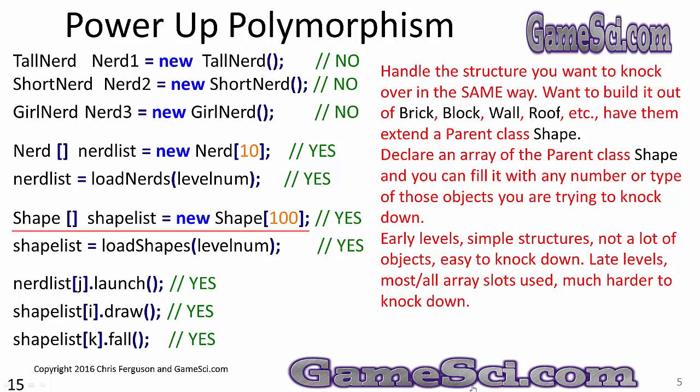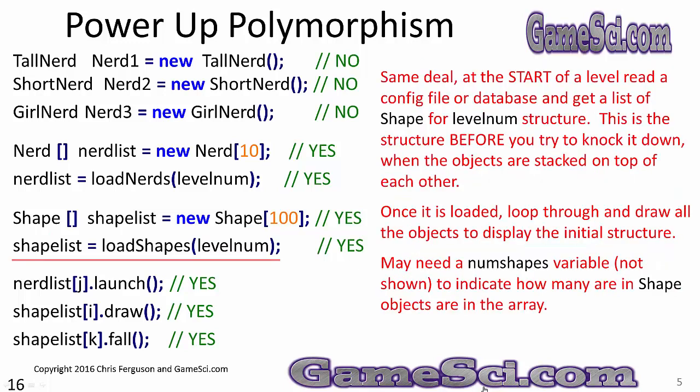Early levels of the game will have simple structures, not a lot of objects, easy to knock down. Later levels of the game, most if not all the array slots are used, much harder to knock down. The more shapes that I put in this array, the harder it will be to play a level. And I'm going to say shapeList equals loadShapes, pass it a level number. I'm going to call some sort of method that will load shapes into my array.